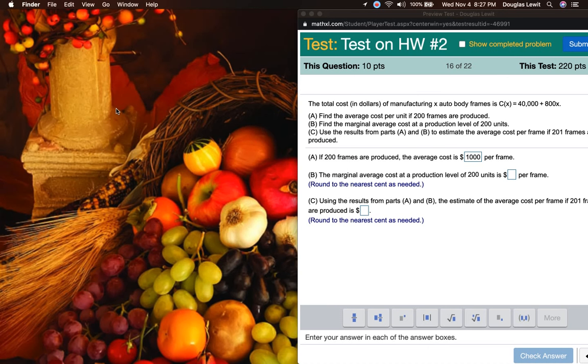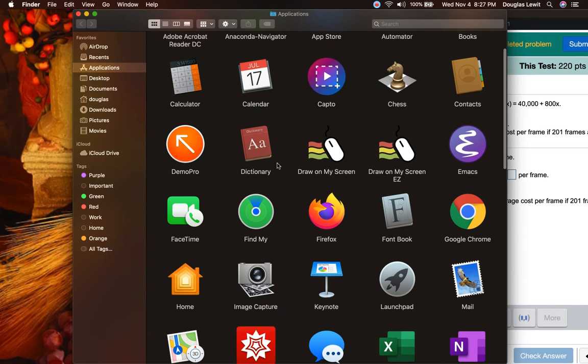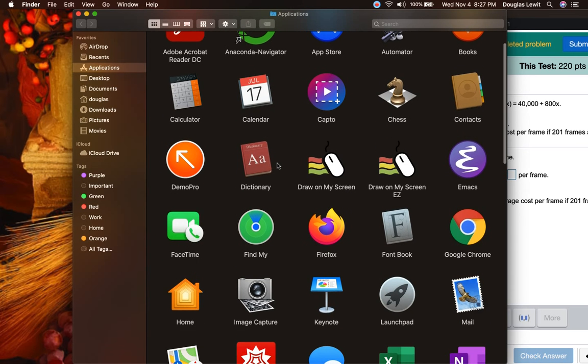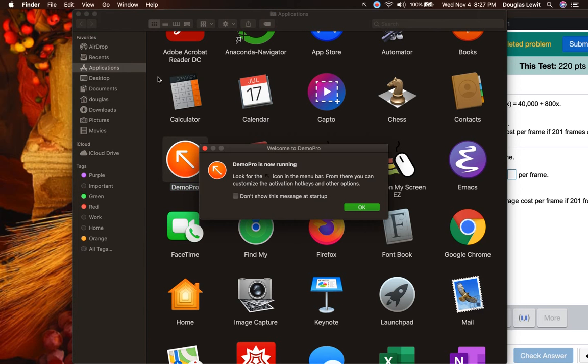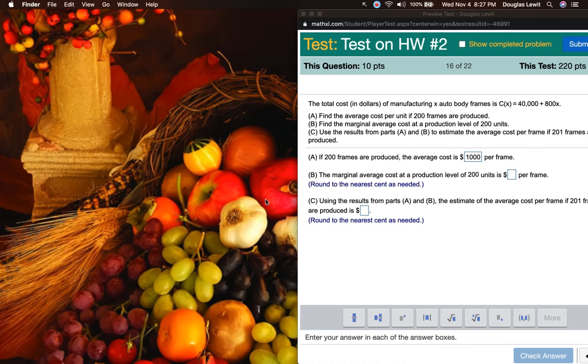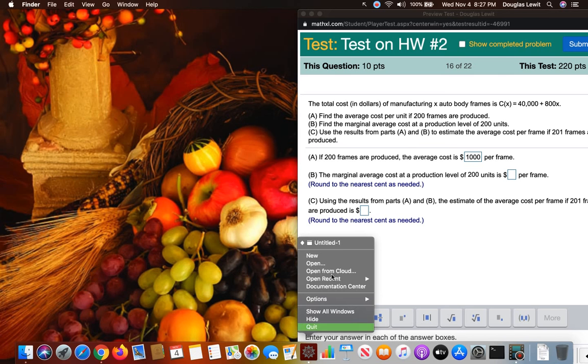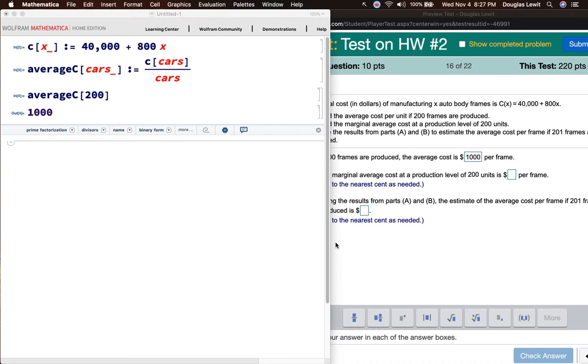Okay. Let's see. Let me launch my drawing tool. Here we go. Okay, so how would we solve the problem by hand?